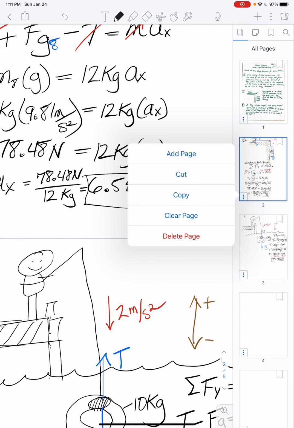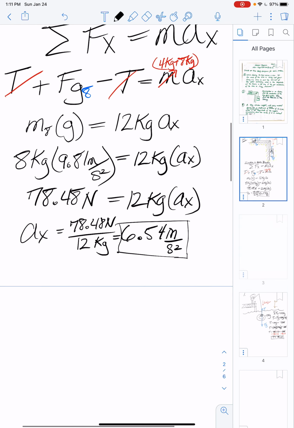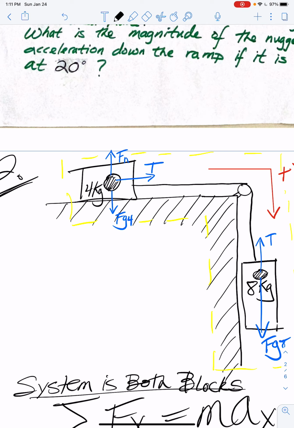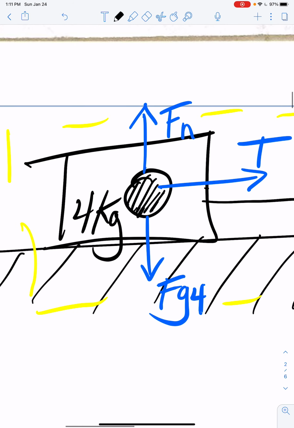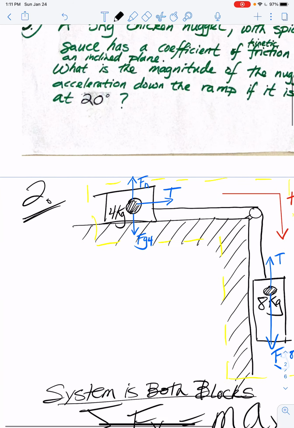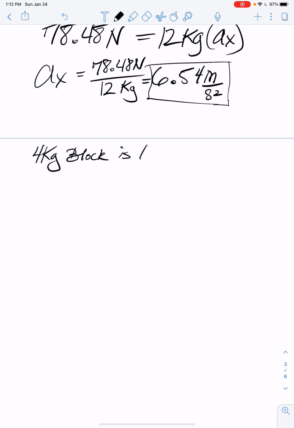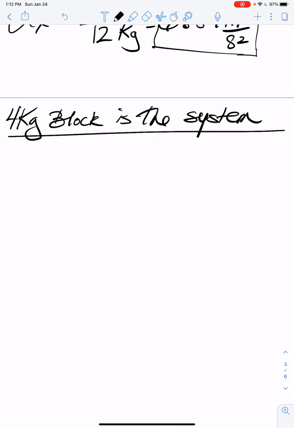Let's go ahead and add another page here. Now we want to solve for the tension in the rope. And we said last time that now you have to pick one block to use as the system. I think it's easier to pick the top block because there's only one force on it. So let's go ahead and do that. And let's continue to work. Let's say the 4 kilogram block is the system. And let's continue to work in the x direction.